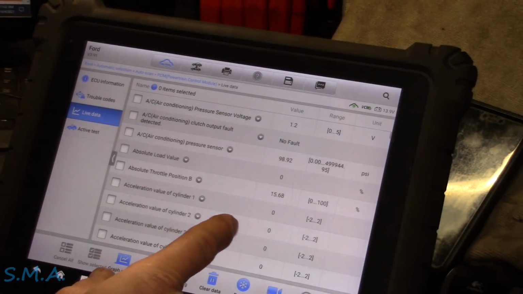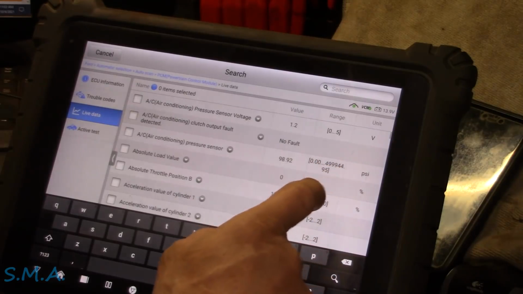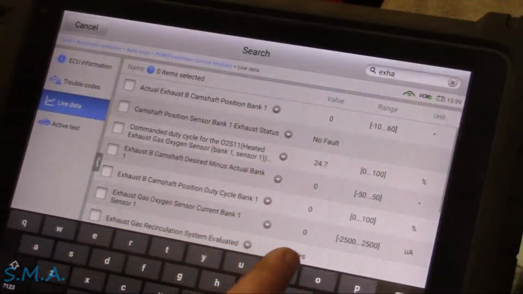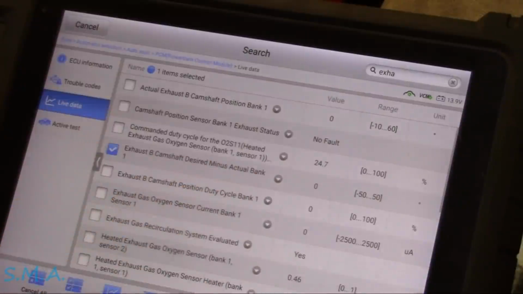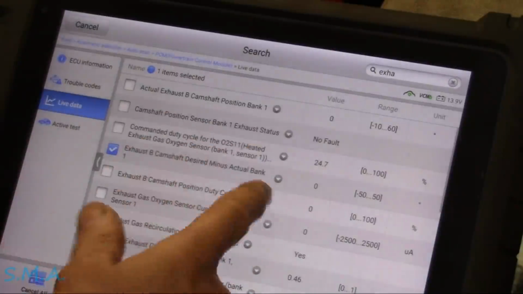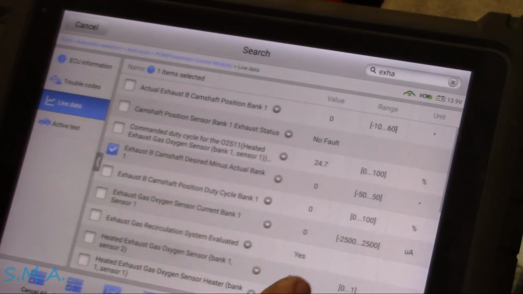So we're going to look at some data here. That was exhaust cam, right? I think so. Ford's pretty good about this. Let's see here. So we want to find exhaust cam. Can you guys see, hopefully? Minus. So this is desired minus actual. So what the exhaust cam timing is calling for versus what it actually is.